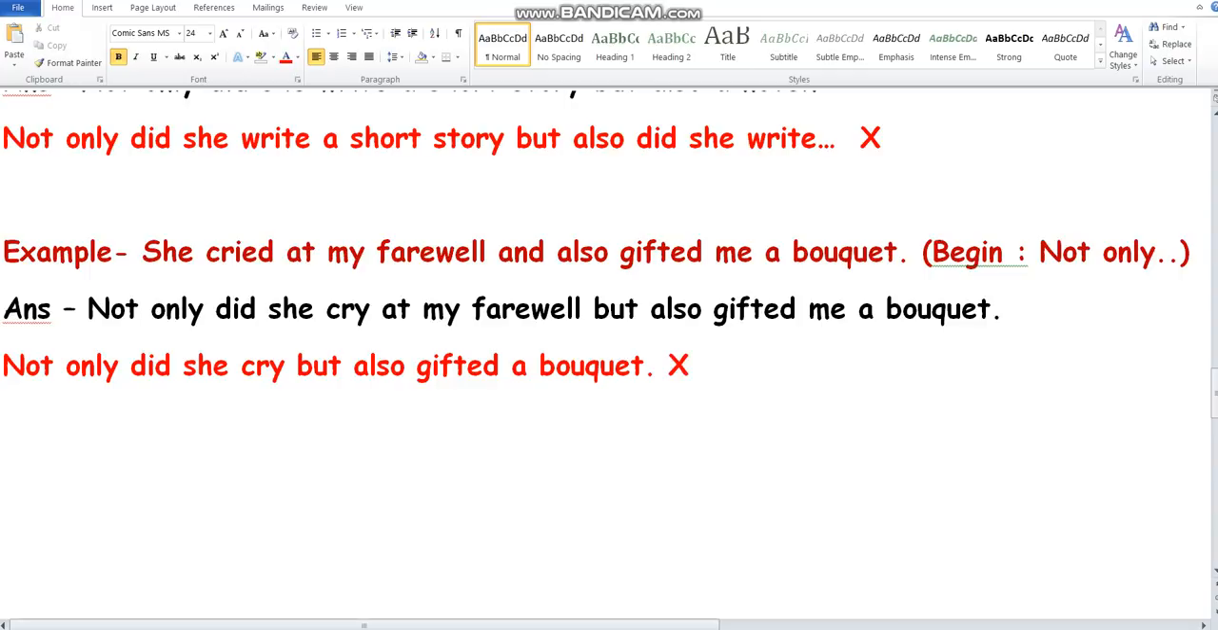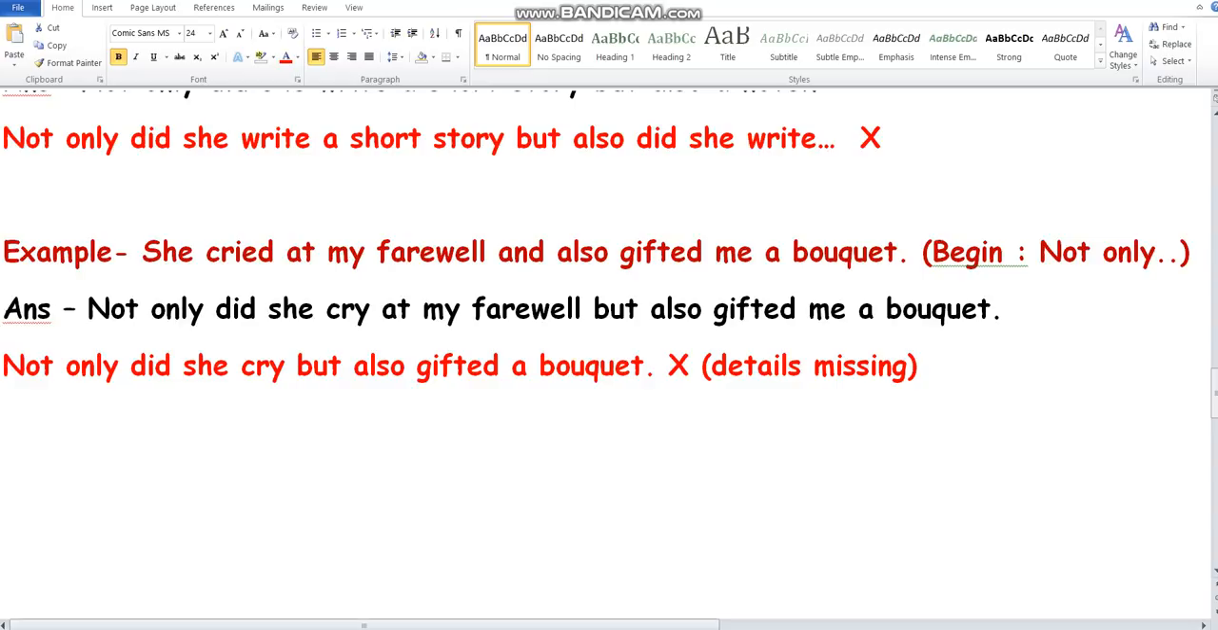If you can notice, I have missed out a few details. That is, at my farewell. I have not written this in my answer. And the second thing is gifted. I've simply written gifted a bouquet. I've not written gifted me a bouquet. And you often do this in the examination. When did she cry? She cried at my farewell and she gifted me a bouquet. So you cannot miss out these details. These are important and the meaning of your sentence will change.